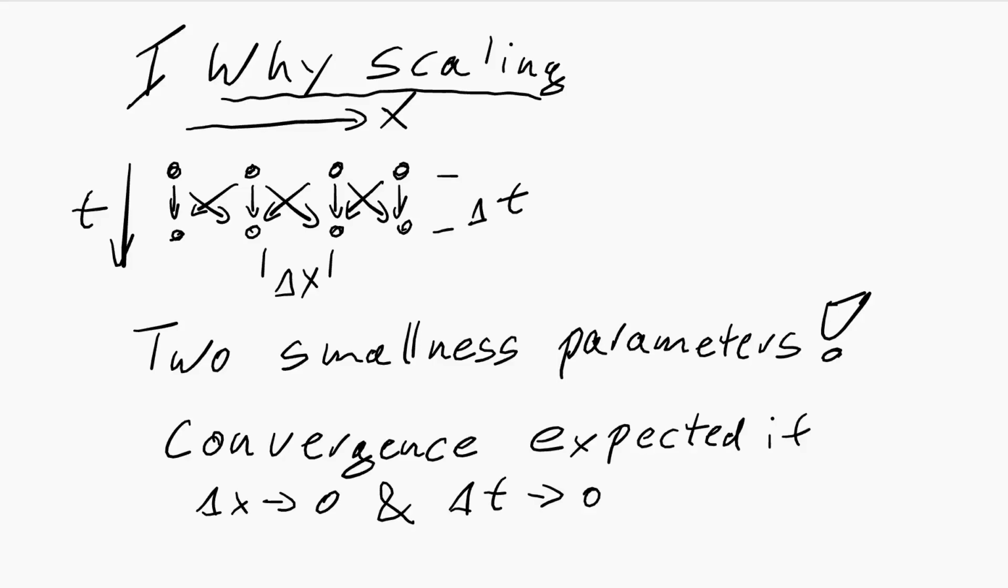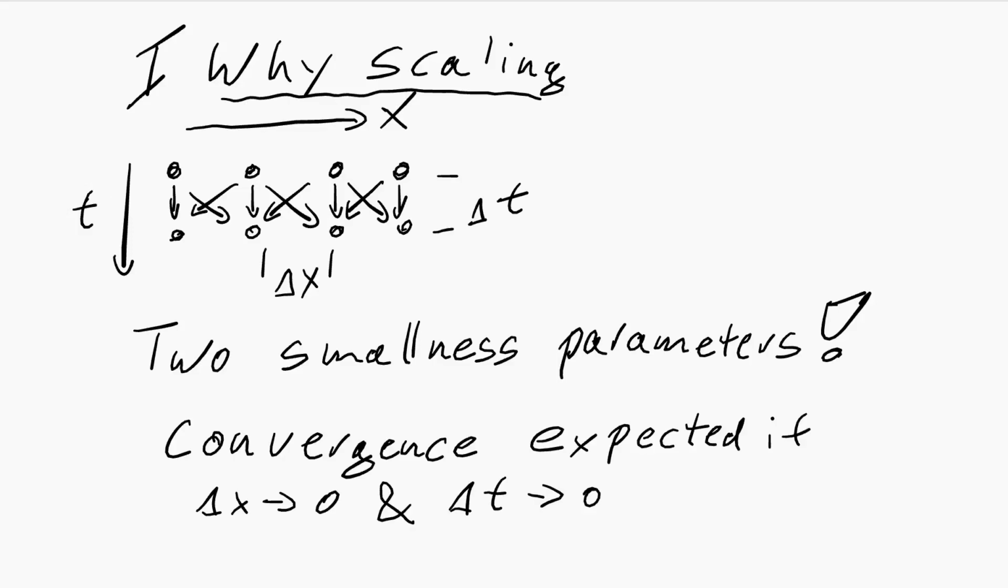The reason why we have to use scaling in the first place is because we have two different smallness parameters. We have delta t, which is the smallness parameter of the time, and we have delta x, which is the smallness parameter of the space, and they are displayed here in the characteristic diagram with the space direction in one dimension going to the right and the time dimension going to the bottom.